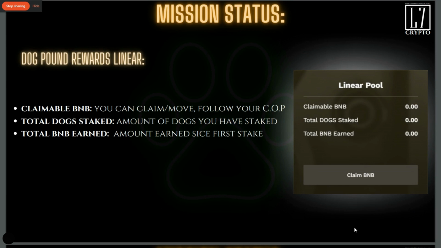Now, the dog pound linear rewards. The claimable B&B. This is the B&B that you can claim now, move. Now you can move them and follow your COPs that you have created or whatever you choose. Total dog staked, self-explanatory, is the amount of dogs you have staked. Total B&B earned, this is the amount that you've earned since your first stake. Spelling error there.